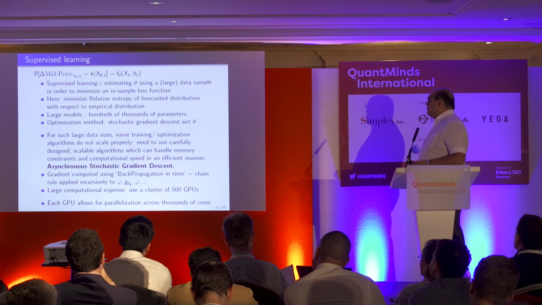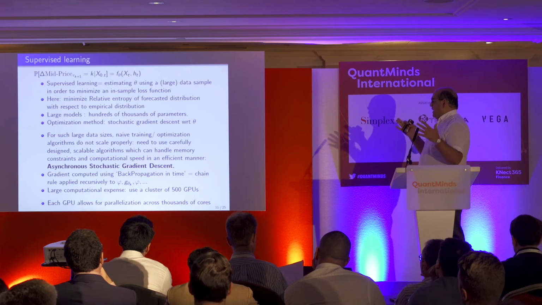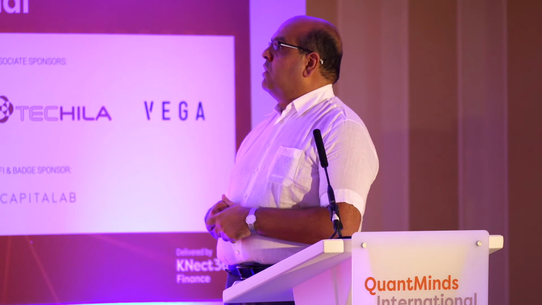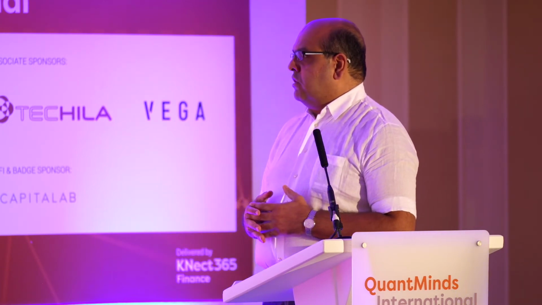So how do we train these networks? As I said, what we have is a large database. We split it in two, and we apply an approach known as supervised learning to select the weights in the network in sample with the training data set. Supervised learning just means you estimate the weights in the neural network using a large data sample where you minimize the in-sample loss function. In our case, what we use as loss function is the relative entropy of the forecasted distribution with respect to the empirical distribution. It's a very straightforward approach that is very commonly used.